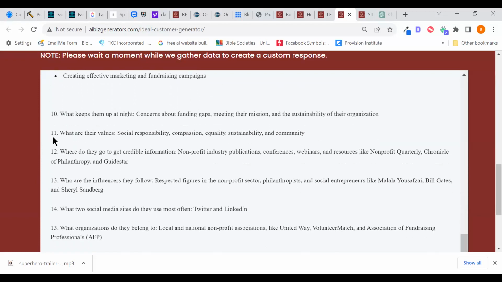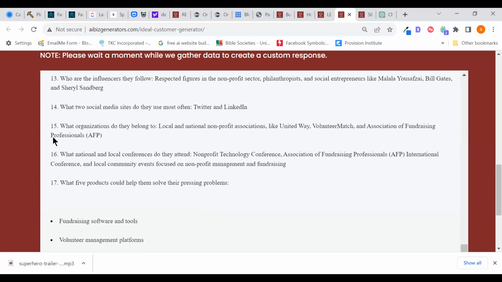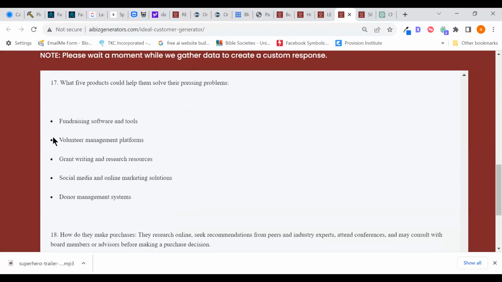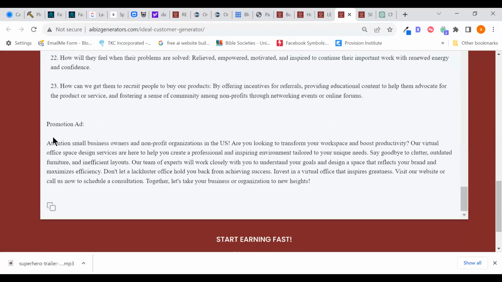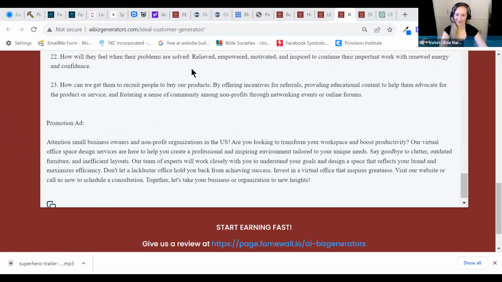It tells you, who do they pay attention to? Where do they go? What conferences do they attend? It tells you so much. And at the end, it gives you a short promotional ad. So what do you think about something like this? If you understood your customer better, do you think that might be helpful to you? Definitely. Okay.